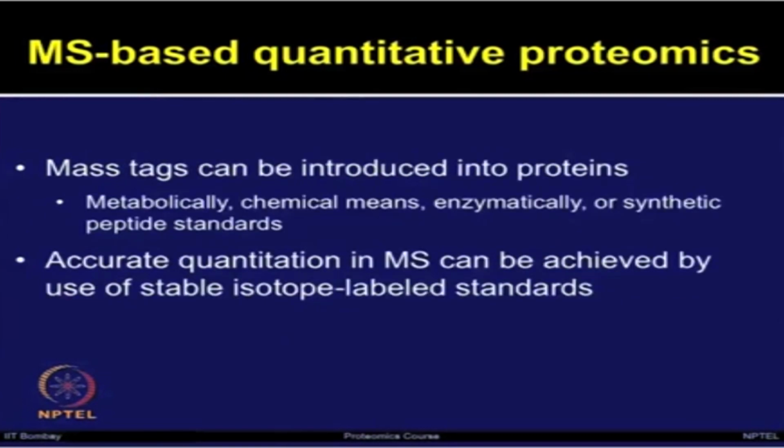These mass tags can be introduced by various methods into the proteins, such as metabolic labeling, chemical means of labeling, enzymatic methods, or by using synthetic peptide standards. Accurate quantification in mass spec can be achieved by use of stable isotope labeled standards. So, there are different ways of quantitative proteomic analysis, in vitro and in vivo labeling methods. In today's lecture, we will focus on in vivo labeling methods.